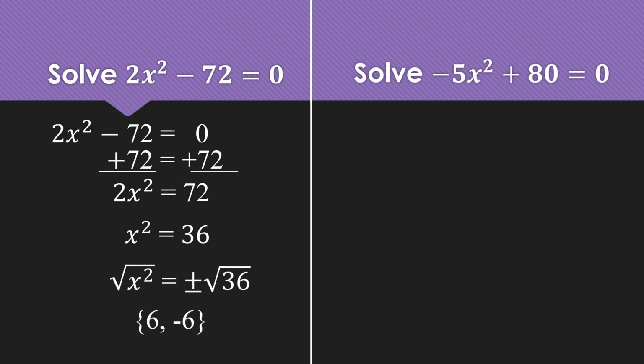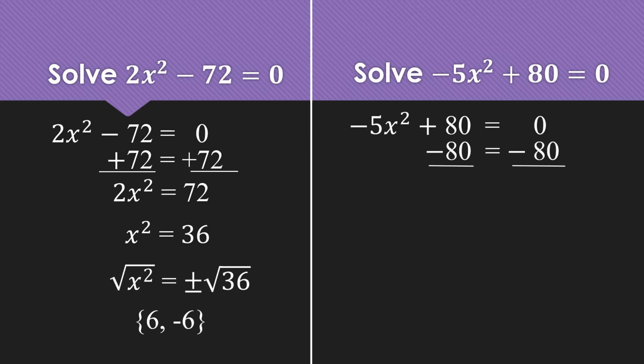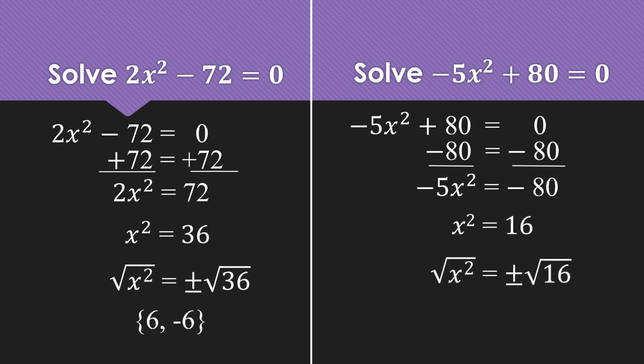To solve negative 5x squared plus 80 equals 0, we first want to get the positive 80 to the right. So we're going to do the opposite of adding 80, which would be to subtract 80 from both sides. Negative 5x squared is equal to negative 80. Divide both sides by negative 5. X squared is equal to 16. Take the square root of both sides. So we end up with the square root of x squared being 4 or negative 4. 4 times 4 is 16. Negative 4 times negative 4 is also 16.